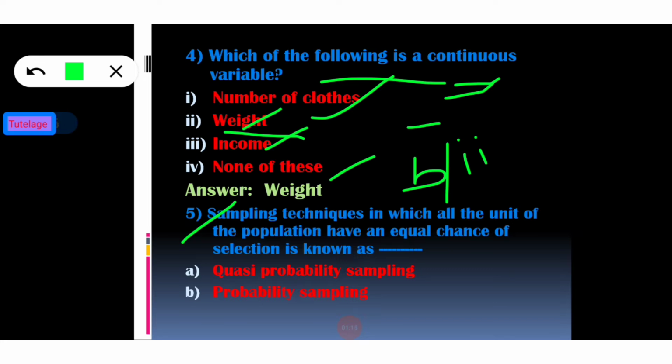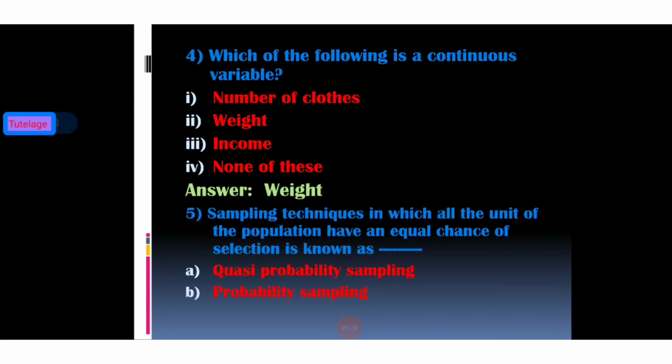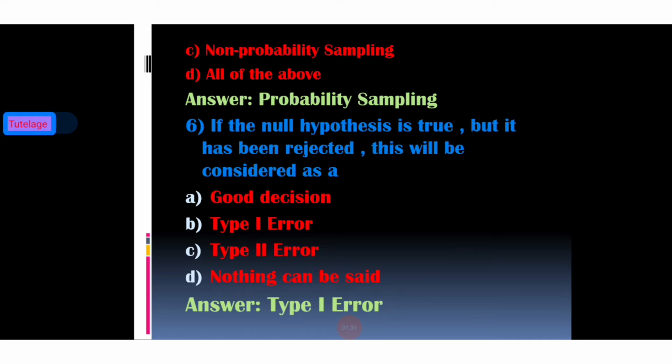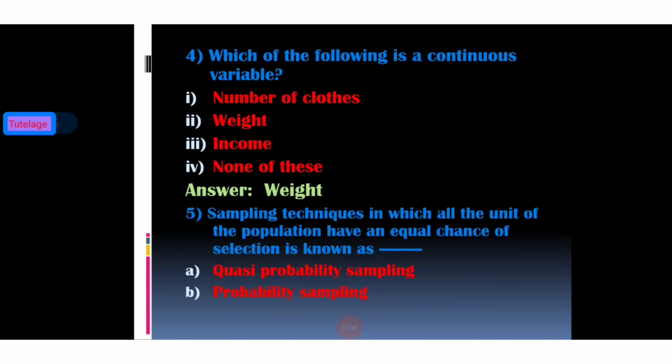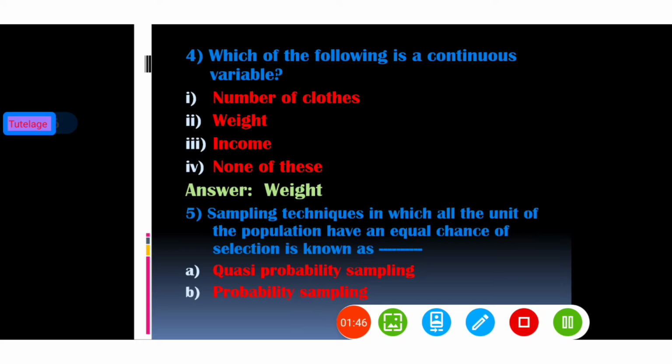Sampling techniques in which all the units of the population have an equal chance of selection is known as. There are four options: quasi probability sampling, probability sampling, I think the third option is non probability sampling, and the last option is all of the above. Now move on to the previous slide, and at first we have to know what we mean by probability sampling. And we all know that sampling is of two types, and sampling is basically a process, related to the population and the sample.